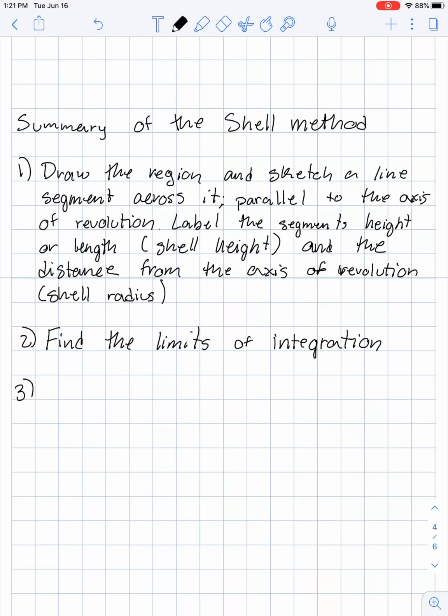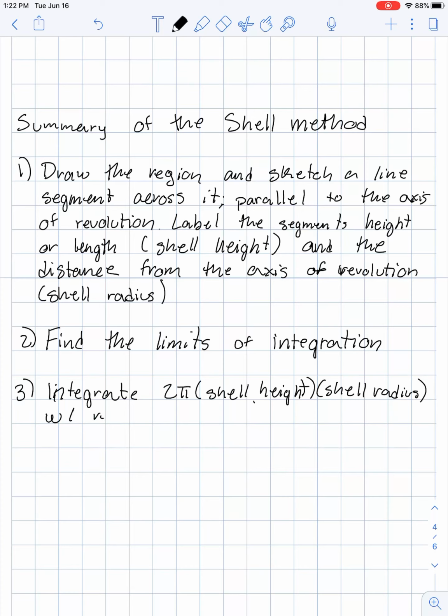So 3, we are going to integrate 2 pi times shell height times shell radius. All right. So with respect to, we call it, this is the silliest term, it's called the thickness variable.